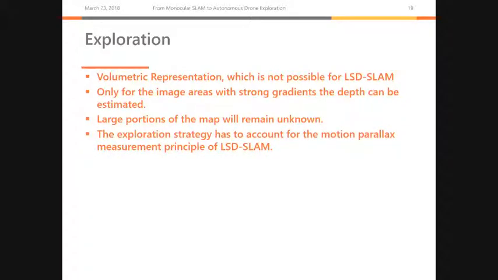Also, for exploration, it's very important because to get a good depth from LSD-SLAM, you should do some kind of motion parallax movement to get the depth precisely. So the exploration strategy should also consider this motion parallax.